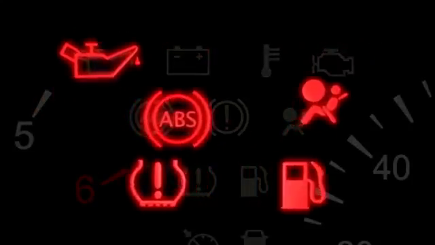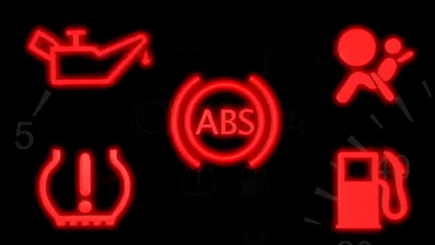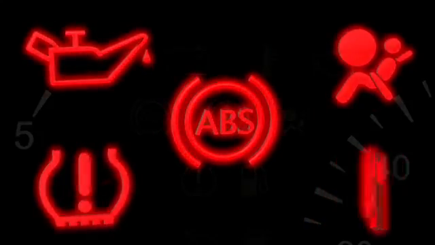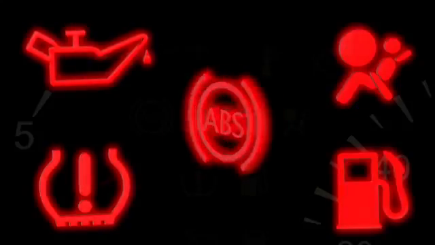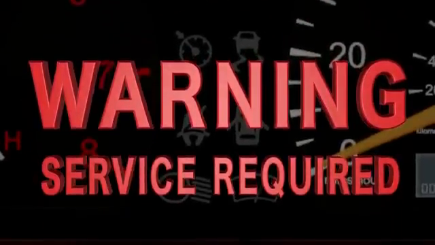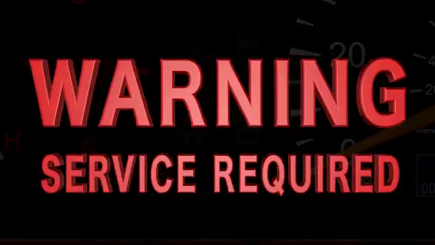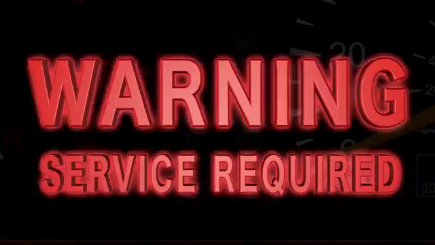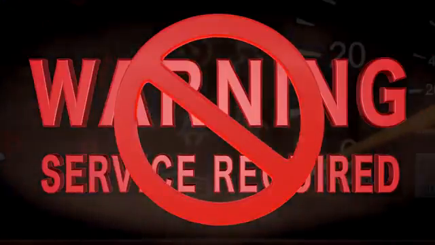Some other symbols to be aware of are the check oil, low tire pressure, low fuel, ABS, and airbag symbols. These symbols give warning that your vehicle's performance may be at risk. However, not all the symbols that light up are warnings.